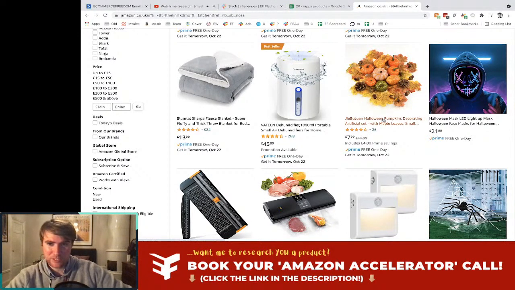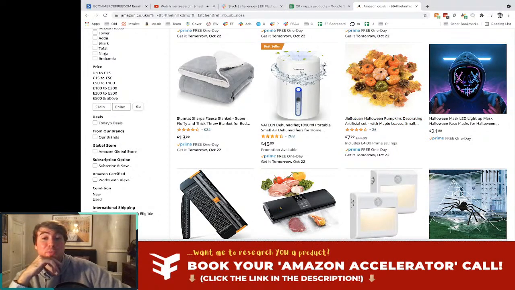What about this? Halloween pumpkins decorating artificial set. Now this could be good, but can you guys see any flaws with this product? Like, can you see anything that could be wrong with this niche? It's kind of obvious really. Well, it's probably only going to sell well around Halloween.